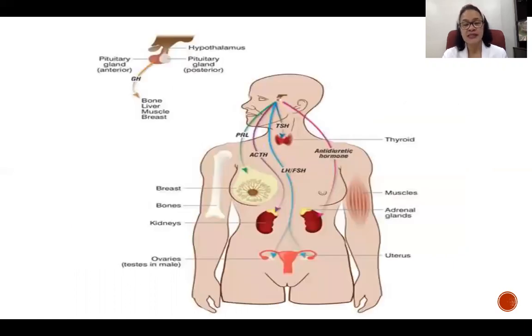So as you can see here, pituitary gland is the major regulator. So it receives signals from the hypothalamus and responds by sending pituitary hormones that provide negative feedback at the level of the hypothalamus and the pituitary.